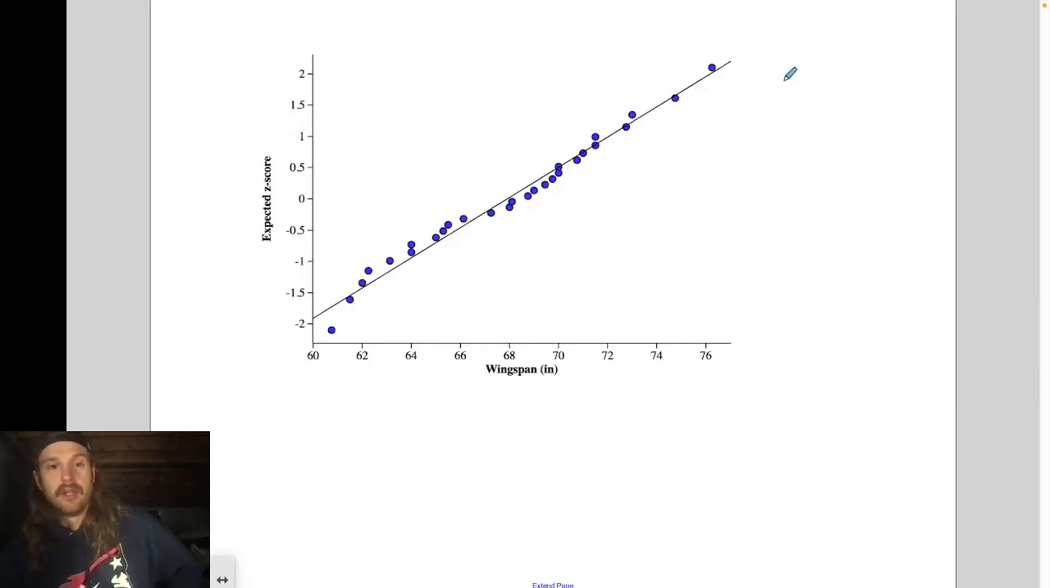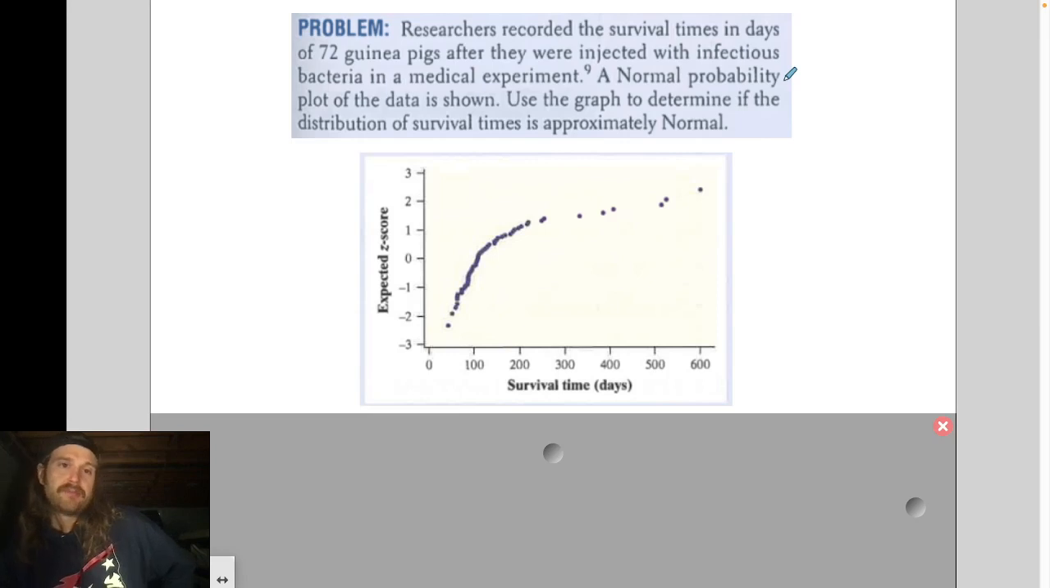So if you want to see a textbook response to what this might look like on an AP exam or a free response question: researchers recorded the survival times in days of 72 guinea pigs after they were injected with infectious bacteria in a medical experiment. These people are cruel. A normal probability plot of the data is shown. Use the graph to determine if the distribution of survival times is approximately normal. I should have had a very cute picture of a guinea pig with their eyes bulging right there. It's my mistake.